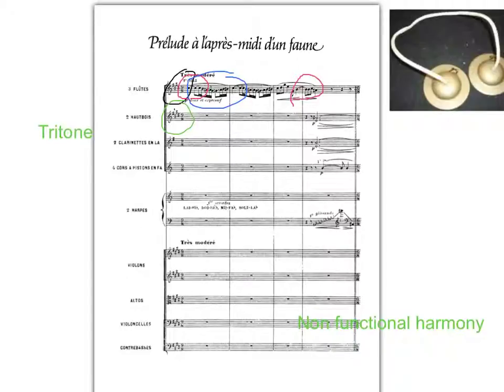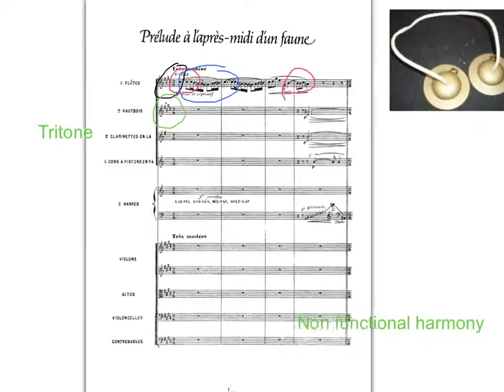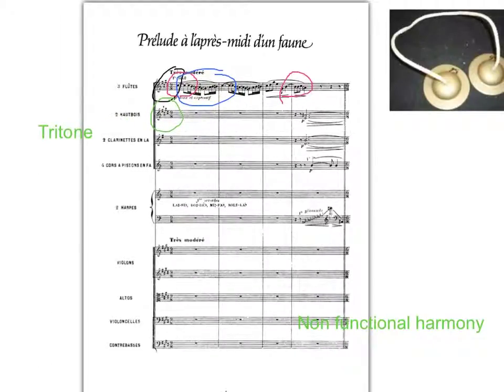In real terms, this means that Impressionist pieces have far fewer cadences than other styles. They also use added note chords, which means that the harmony is rarely based around a simple triad. We don't have too many chords on this page, but if we look at the chord which is played by the clarinets and the oboes, here, we will see an added note chord.